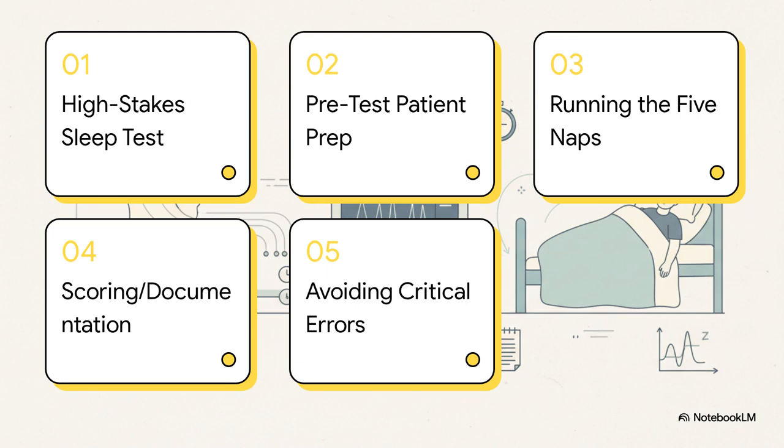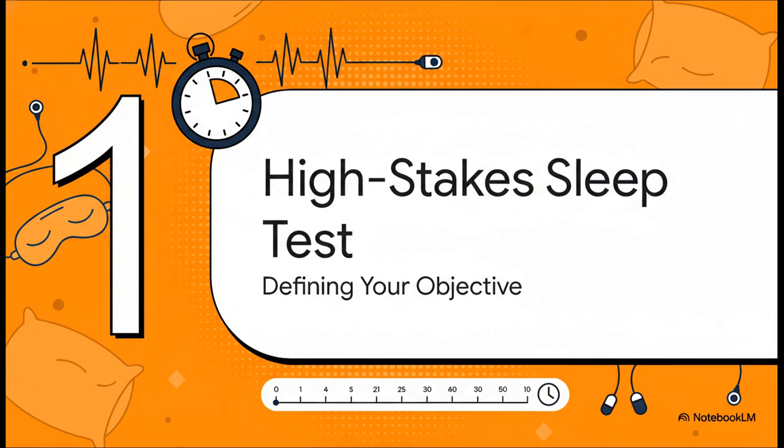So here's our mission plan for this explainer. We're going to start by defining the objective and really digging into why this is such a high-stakes test. Then we'll cover the super important pre-test prep, the precise execution of those 5 naps, how to properly score and document everything, and finally, we'll debrief on how to avoid the most common and critical errors. First up, the high-stakes sleep test.